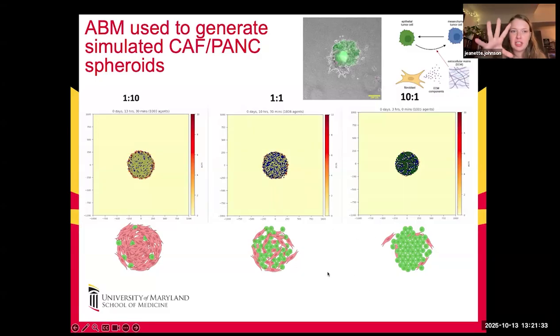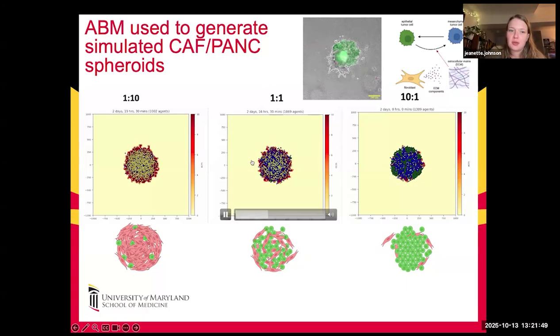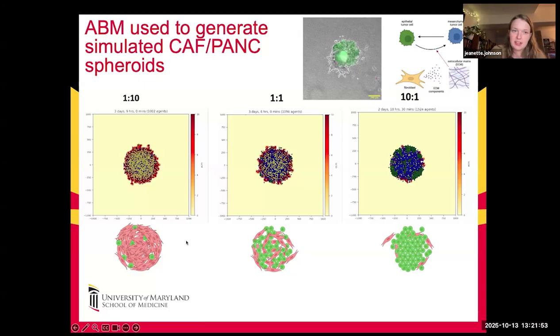Simulating, now this is a simulation of a mixed pancreatic tumor cell and fibroblast spheroid, which is like an experiment we do in the lab. And so I made simulations of those spheroids growing at different cell ratios of CAFs to tumor cells, and then we were doing this in the lab at the same time.